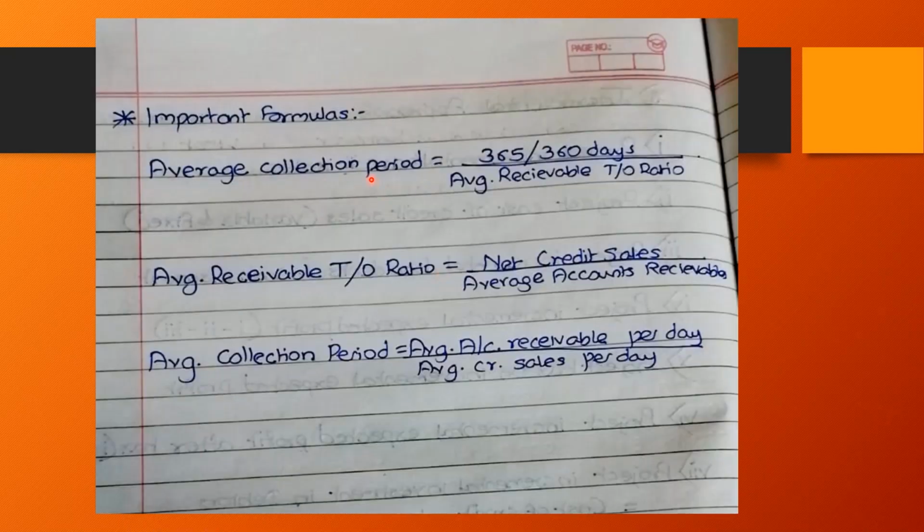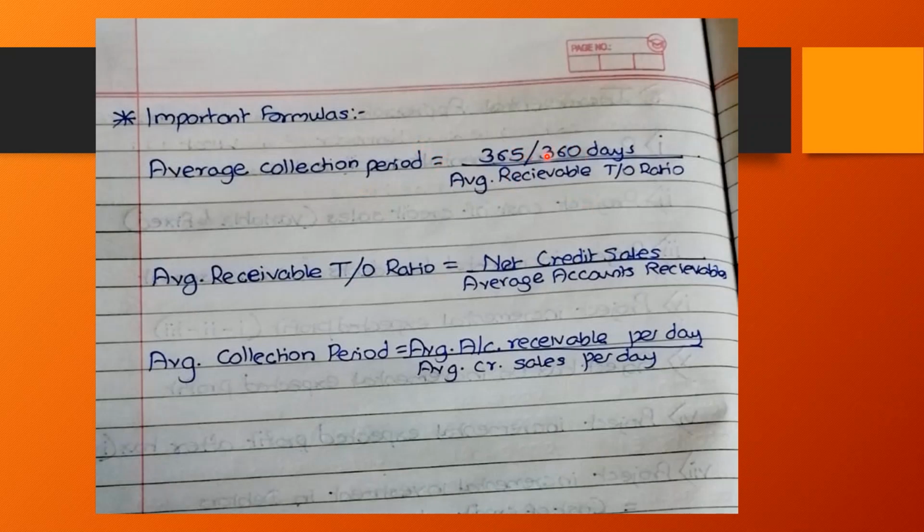Now there are a few important formulas which can be used as shortcuts for solving the sums. The formulas are to find the average collection period. This is the period in which we collect the money back from the debtors. The formula is very easy: 365 or 360 days.